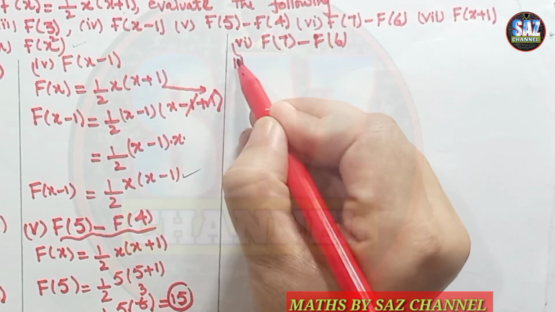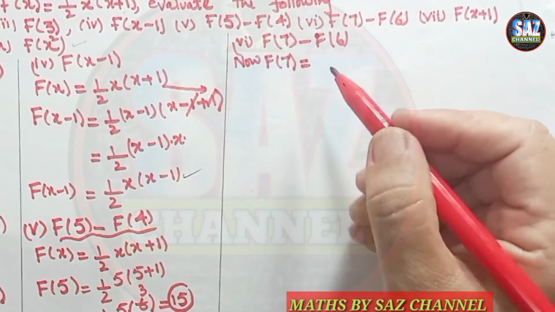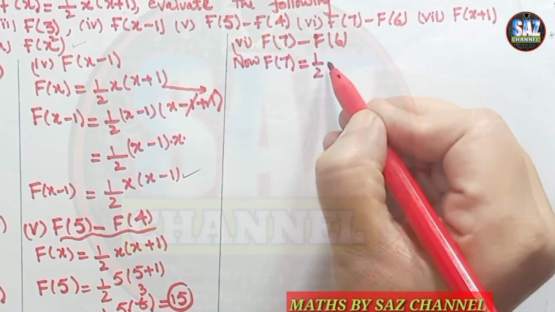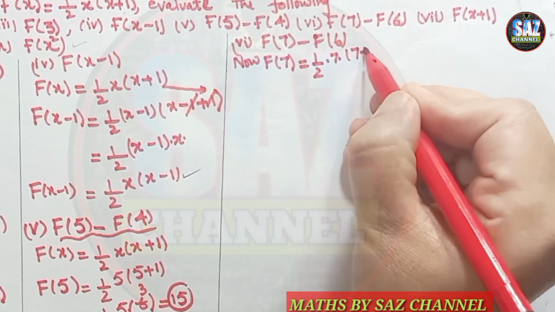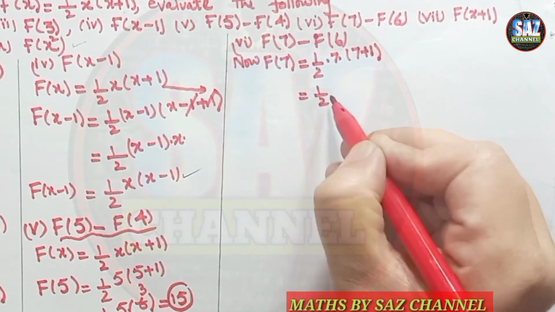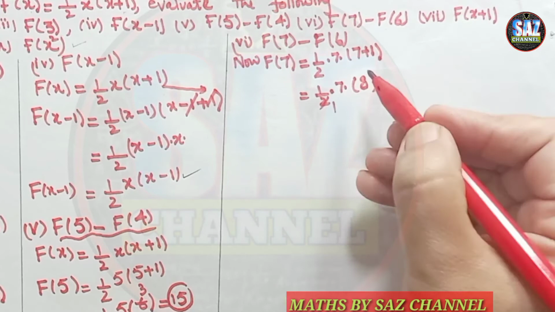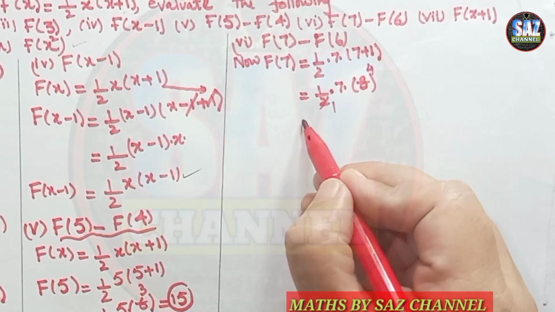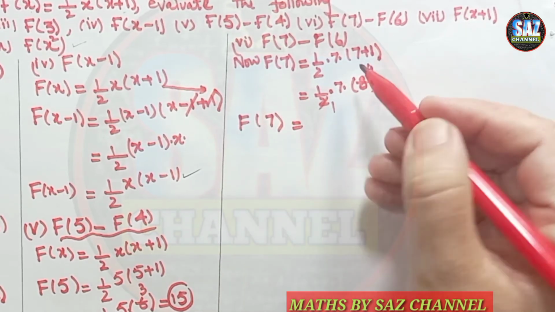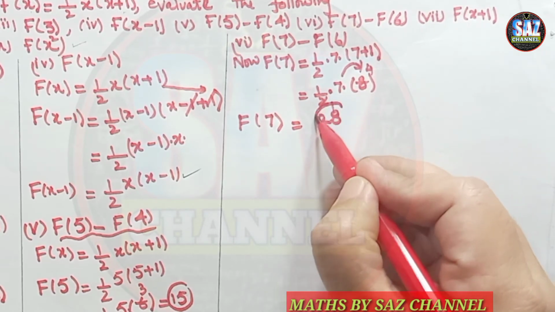Now, f of 7 will be equal to, the original function is half x into x plus 1, half into 7 plus 1, which is equal to half into 7 into 8. This 2 and 8 can go, 2 ones are 2 and 2 fours are 8, and my answer for f of 7 will be equal to 4 multiplied by 7, which is 28, and let's block the answer.